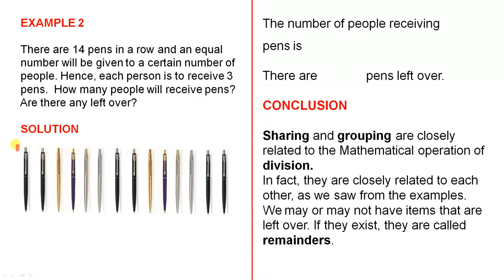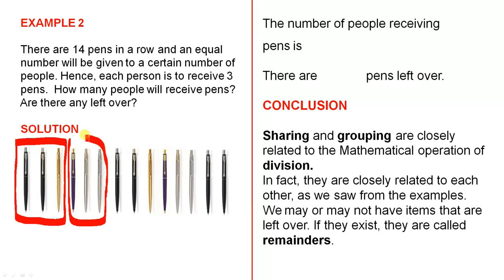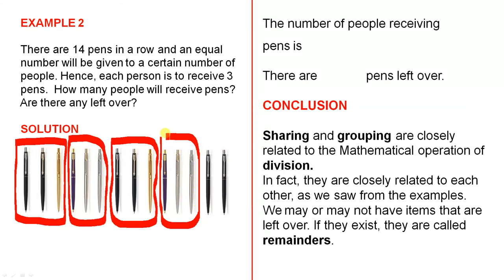Solution. So, the first person receives those 3 pens. The next person receives those 3. The next person receives those 3. And the next person receives those 3. Now we don't have 3 pens left, so they're the ones that are left over because each person has to receive an equal number. They're the ones that are left over.